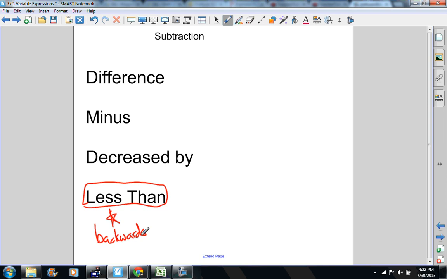So some of the examples here, the difference of 3 and z would be 3 minus z. 6 minus 4 would be written like that. 10 decreased by c would be that. Now, the problem here is 7 less than whatever. So let's think of a sentence, and I'll write this one out.